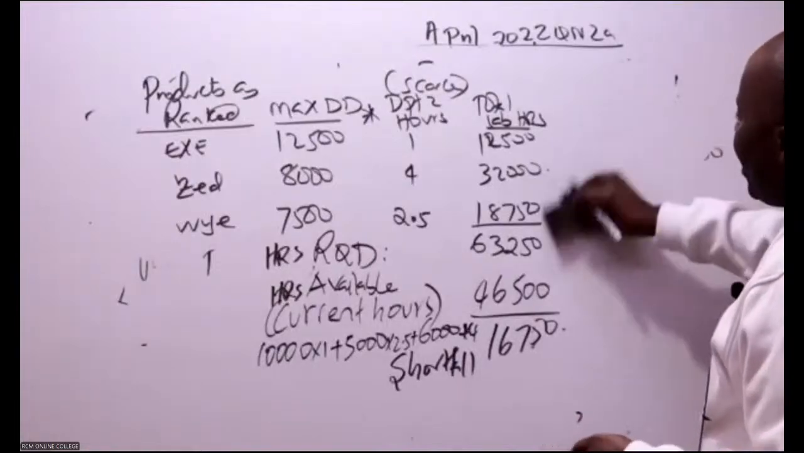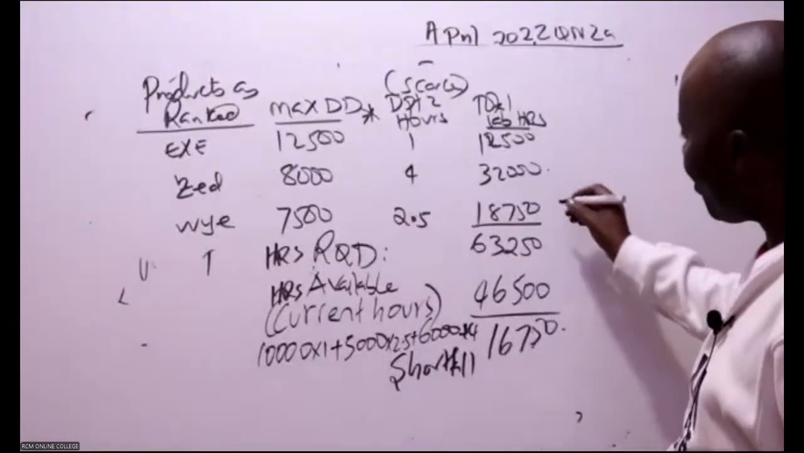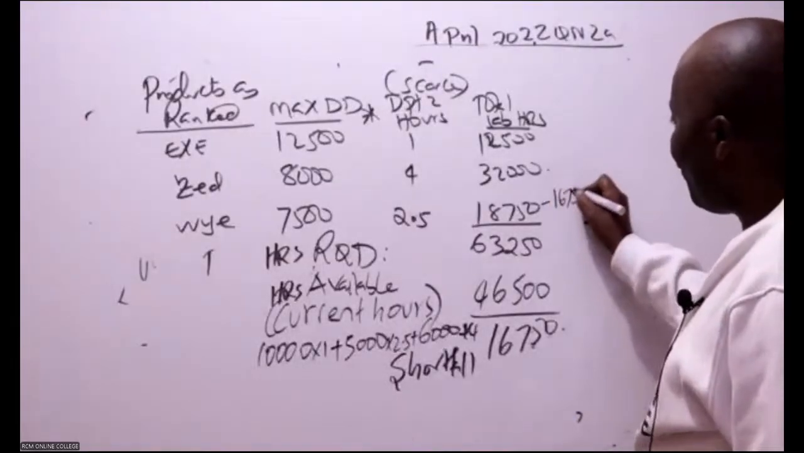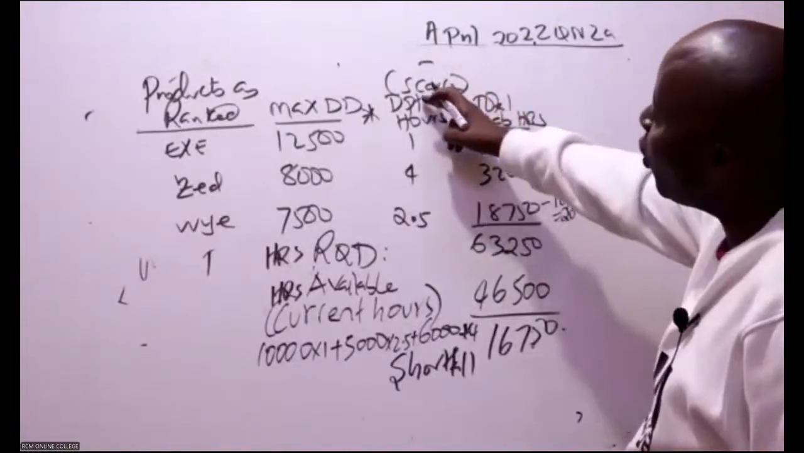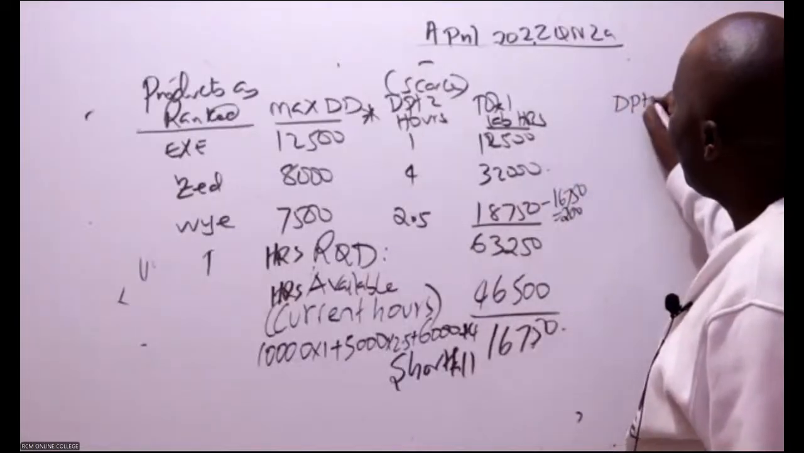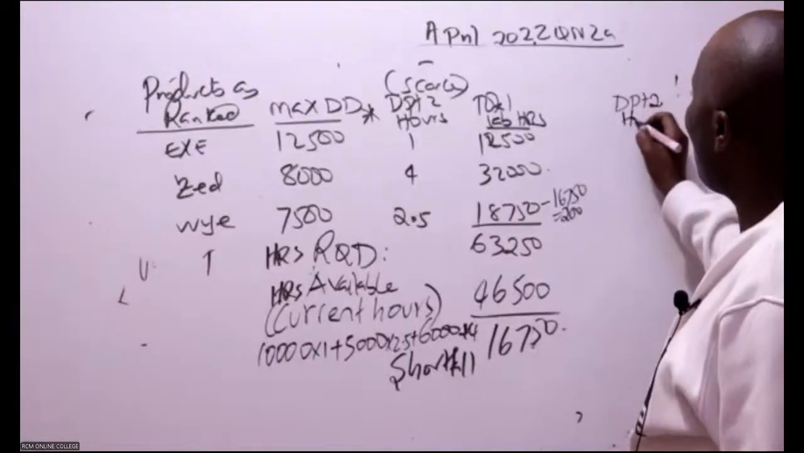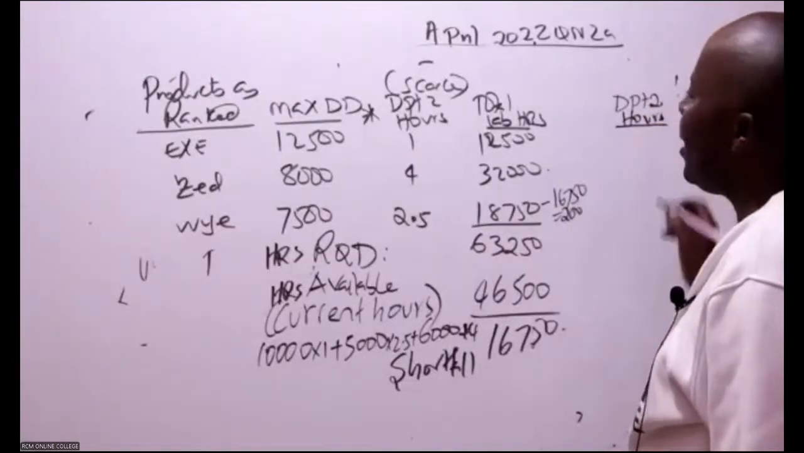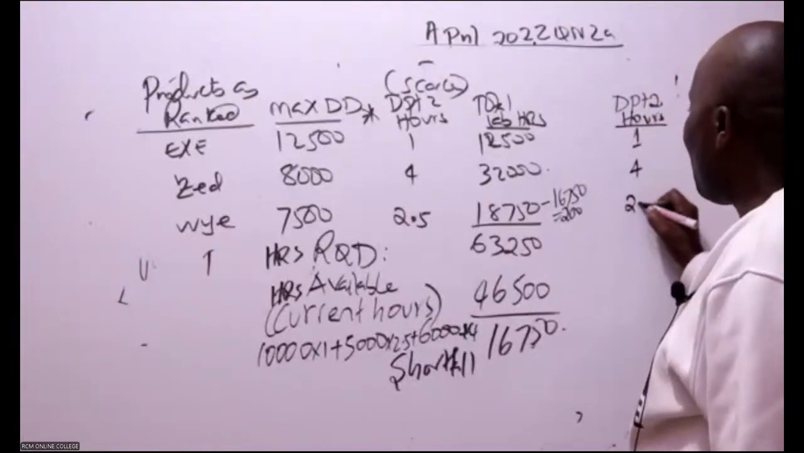Listen, the very best way of knowing, after you get these total labor hours, now we know that this is 2,000. We know, ladies and gentlemen, that here we are subtracting 16,750 to get 2,000. Normally what we do, we come and copy this rate the way it is. You say department 2 hours. So we have here 1, we have 4, we have 2.5.